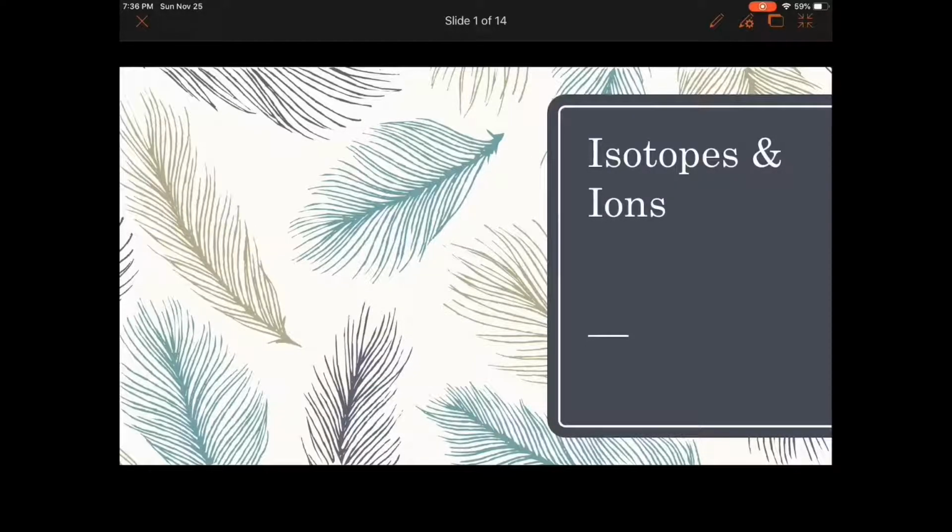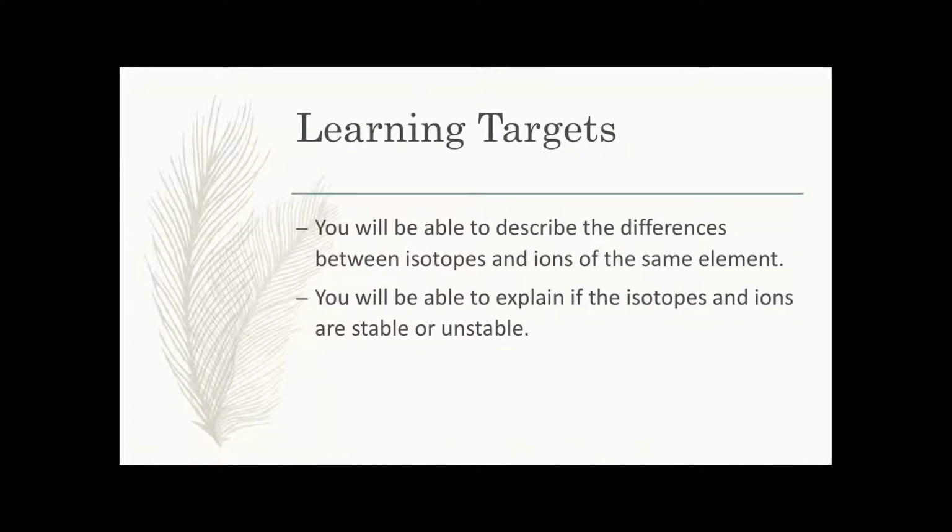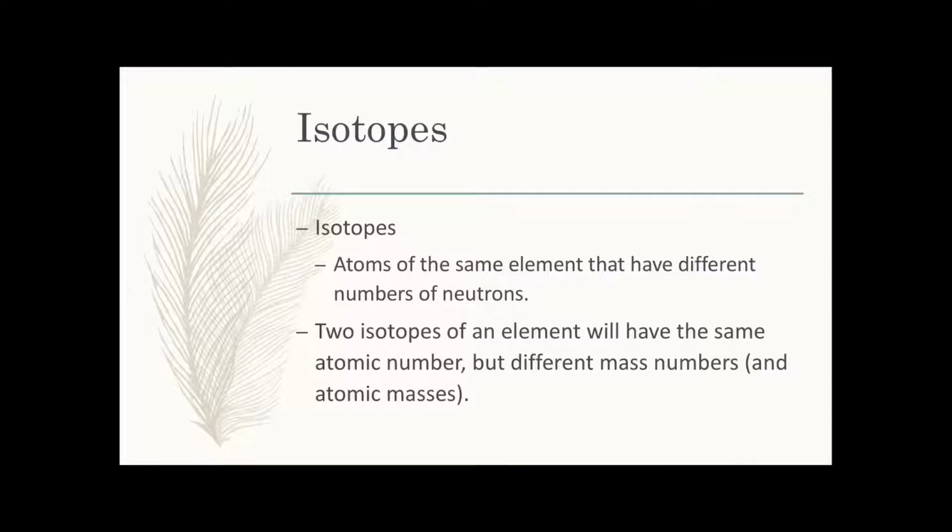All right, in this lesson, we're going to be talking about isotopes and ions. In the last lesson we talked about neutral atoms, and I told you that the way we figured out it was neutral was if there was no charge by the symbol. Well, now we're going to talk about what happens if there is a charge by those symbols. By the end of this lesson, you should be able to describe the differences between isotopes and ions and their neutral atom element.